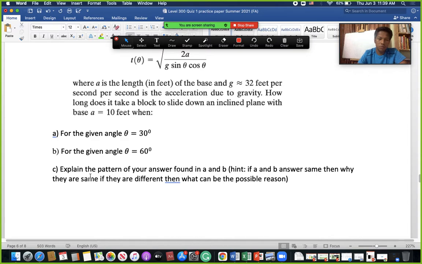Question C is new. Explain the pattern of your answers found in A and B. If you get any pattern in answers A and B, you will have to explain it. And a hint is given: if the answers to A and B are the same, then why are they the same? Try to explain it. And if they are different, then what can be the possible reason for that? Try to give an answer.